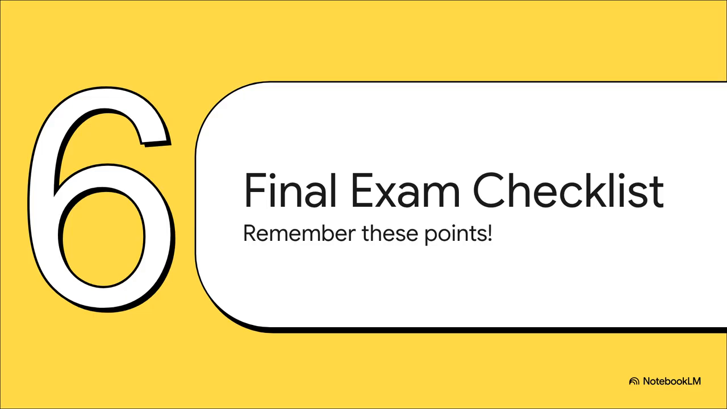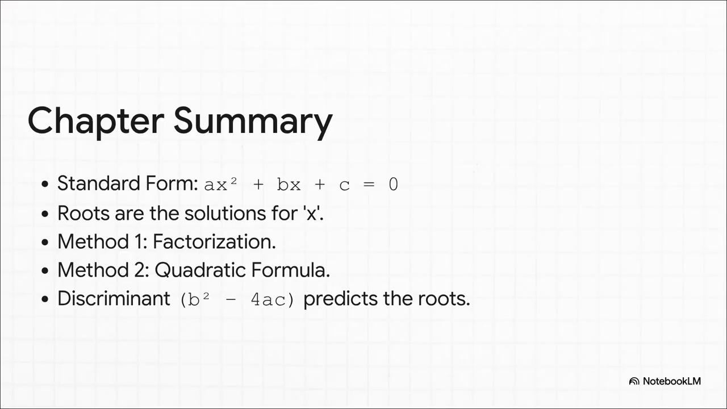You've all been amazing. So before we finish, let's quickly go through a final exam checklist. These are the most important points from the whole chapter that you must remember. So let's revise. A quadratic equation always looks like ax squared plus bx plus c equals 0, and a cannot be 0. The answers we find are called roots. We can find these roots using our old friend factorization or by calling our superhero the quadratic formula. And finally, our little fortune teller, the discriminant, b squared minus 4ac, tells us what kind of roots we're going to get. That's it. That's the whole chapter in a nutshell.